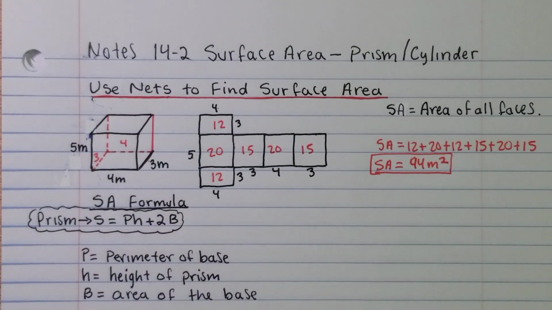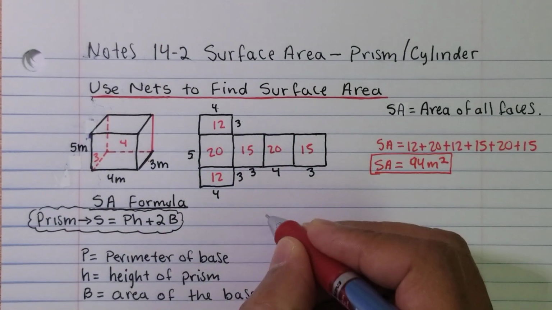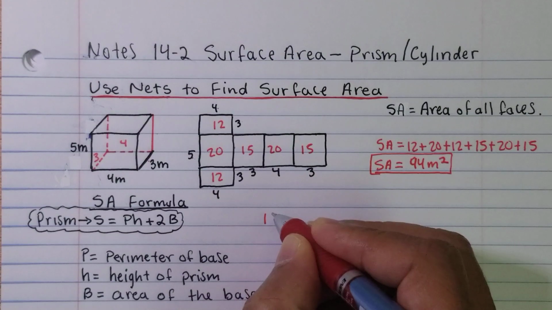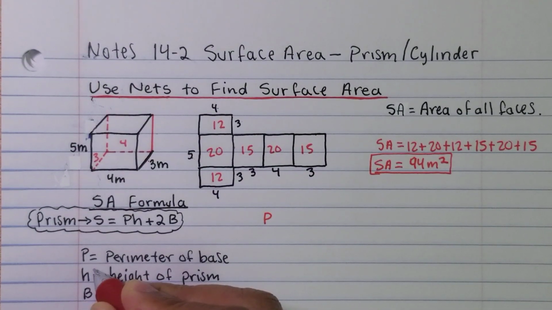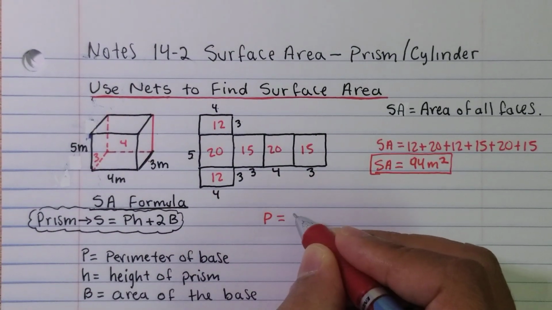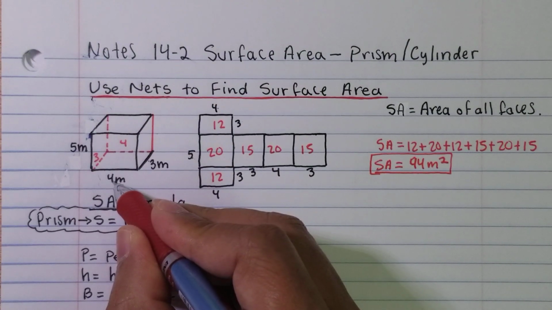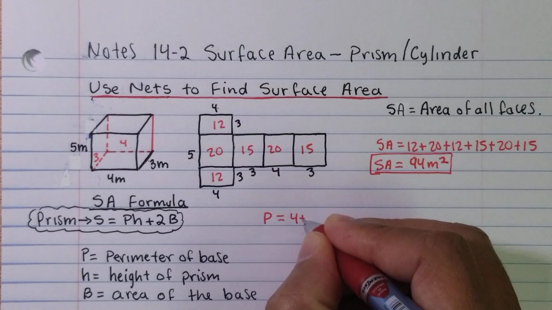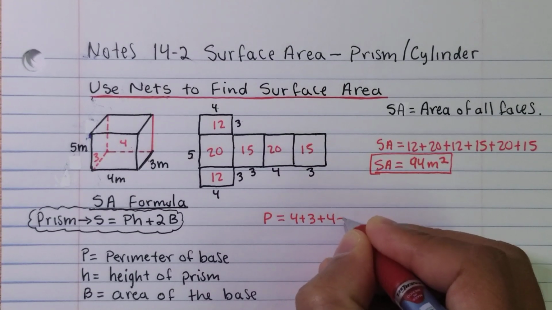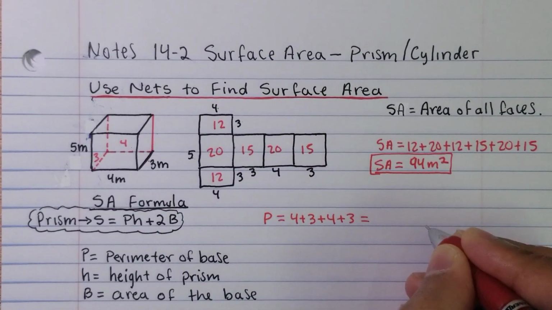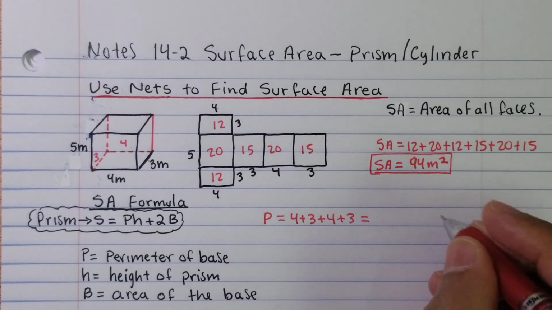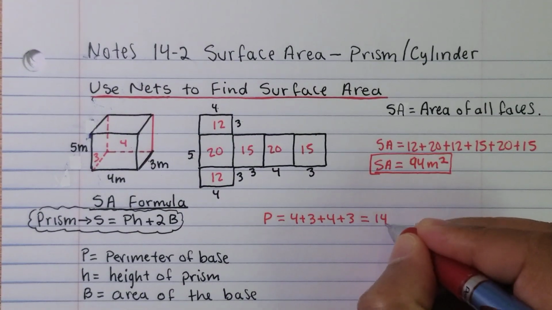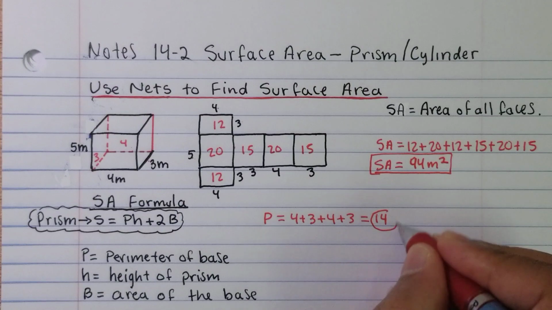Okay, so let's use this formula instead. The first thing we do is find the perimeter of the base. P is for the perimeter of the base. So to find the perimeter, this side is 4, this one is 3, this one is 4, this one is 3, so it's going to be 4 plus 3 plus 4 plus 3. And when we add those values, they add up to 14. So we know the perimeter is 14.